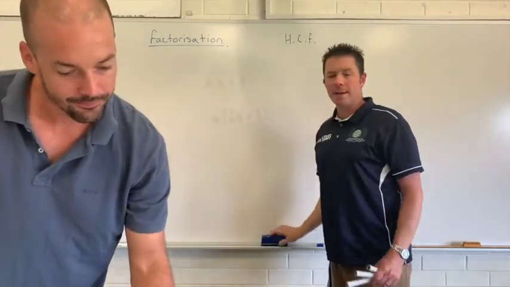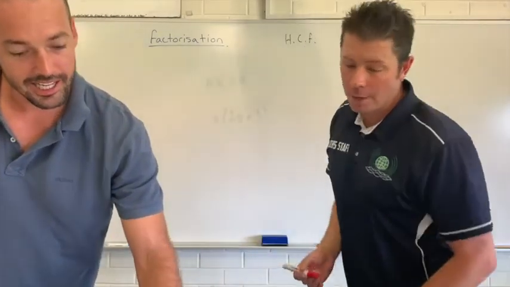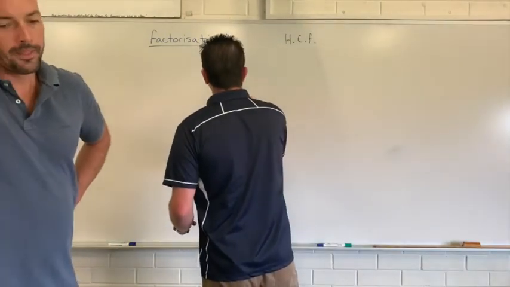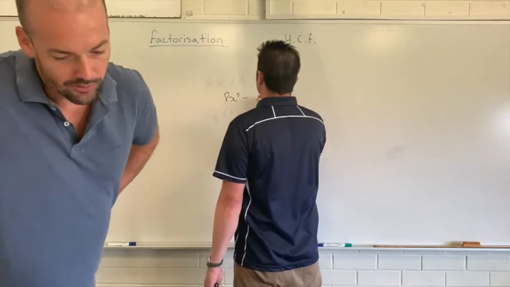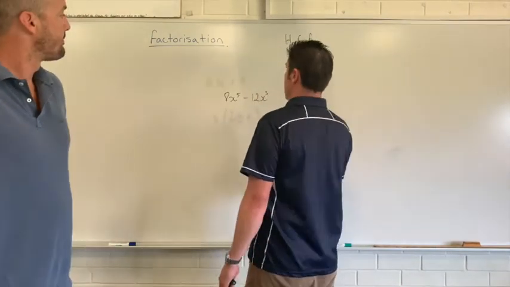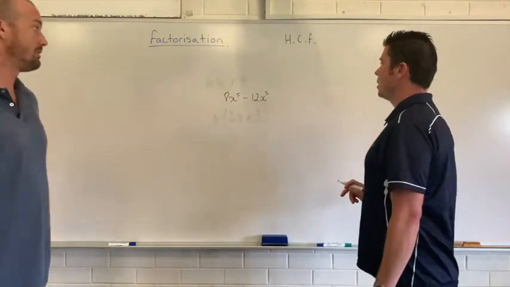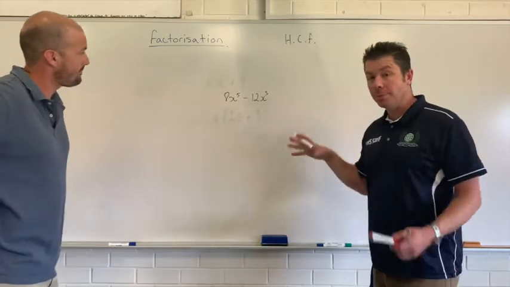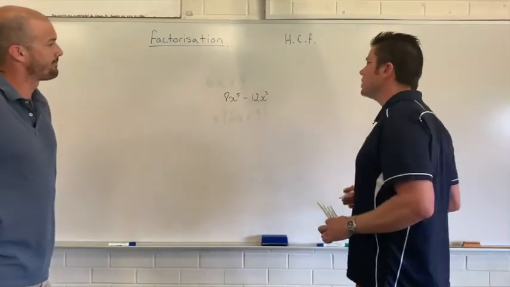Next, we might scan a couple of pages in from the book: 8x to the power of 5 minus 12x to the power of 3. That's next level, a bit of a jump, but that's okay. We'll go through this now.